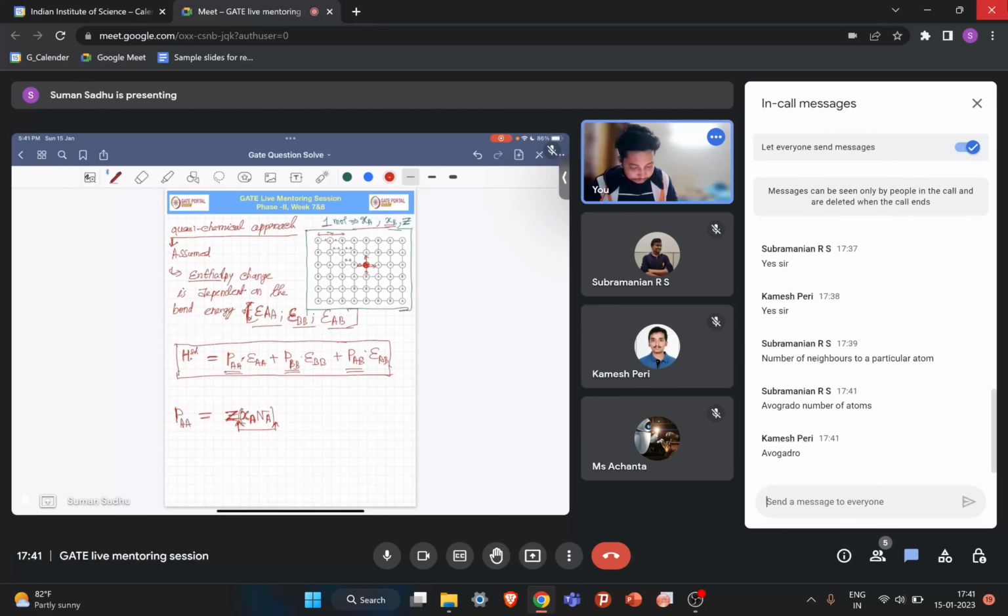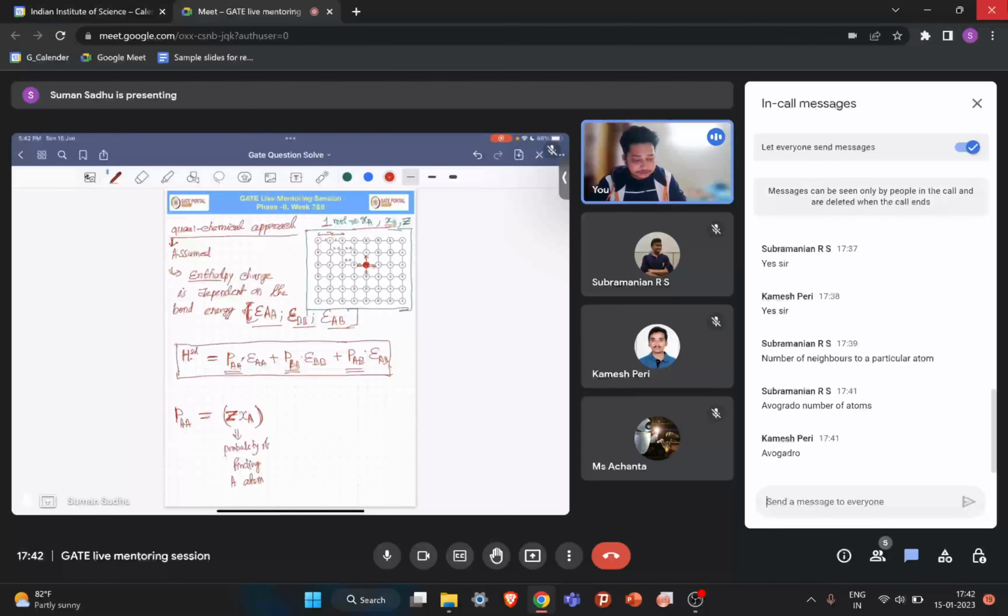So one Z and X will be your probability of finding A atom. So one more XA term will be there, like ZXA. So Z into XA is your probability of finding A atom nearest to this A atom.